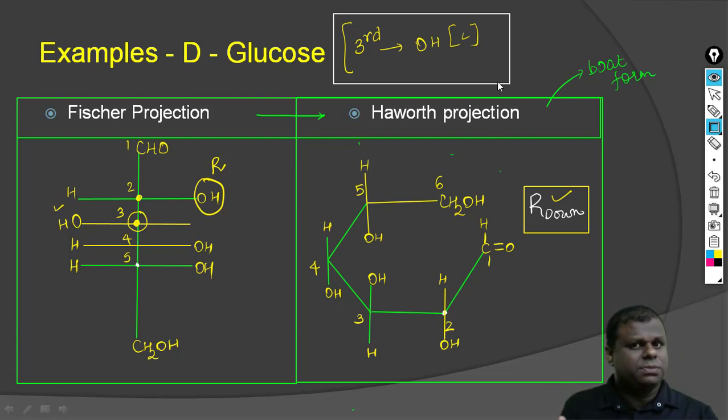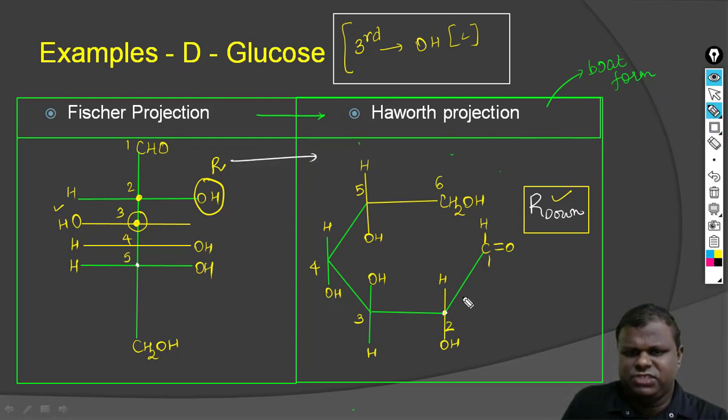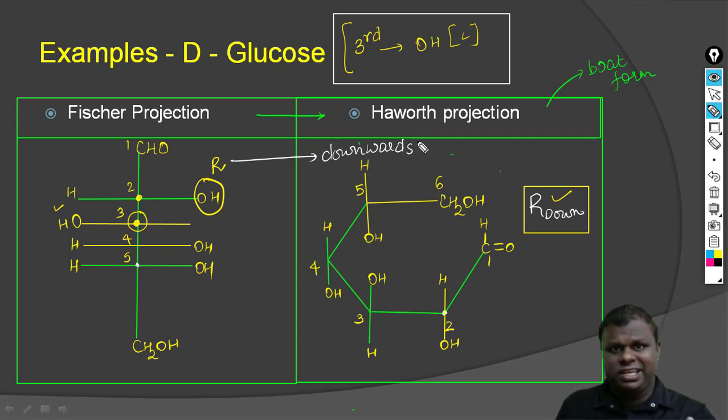What is the keyword that you are supposed to remember? The group which is on the right side in the Fischer projection is going to come down, on the bottom of this framework, so it is going to be downwards. Right means downward. That goes without saying that left has to be upward. The one which is on the left is definitely going to be up, right?